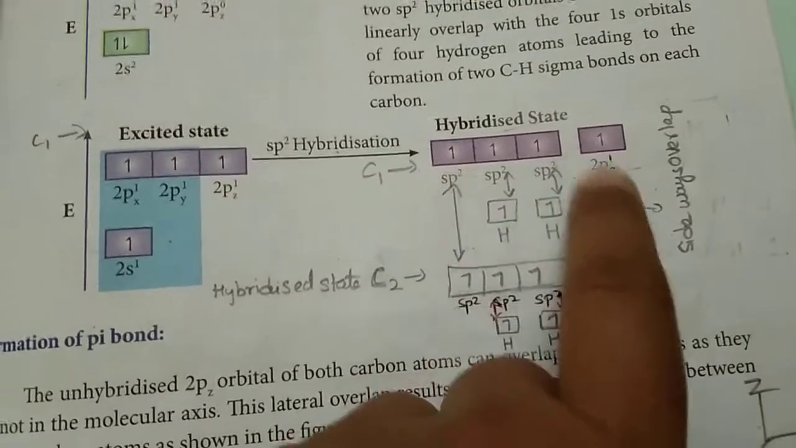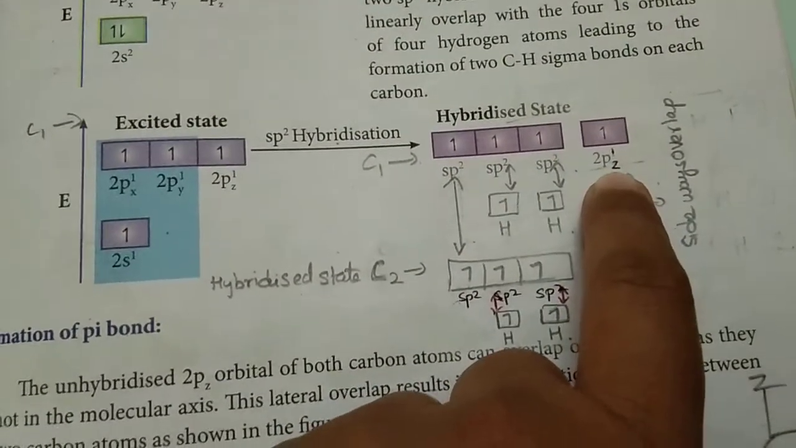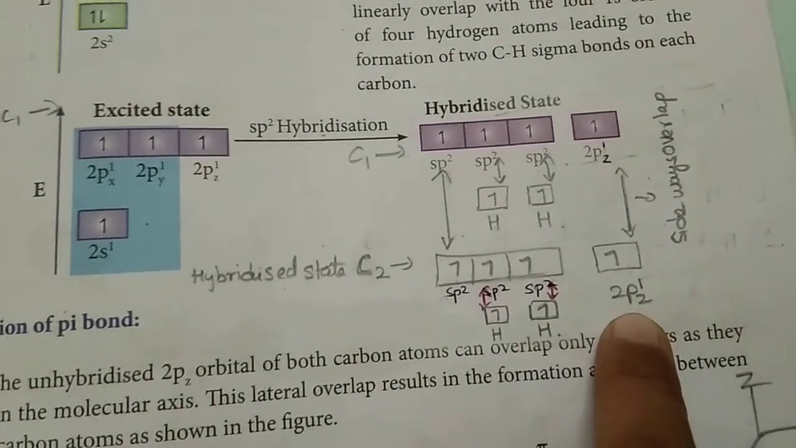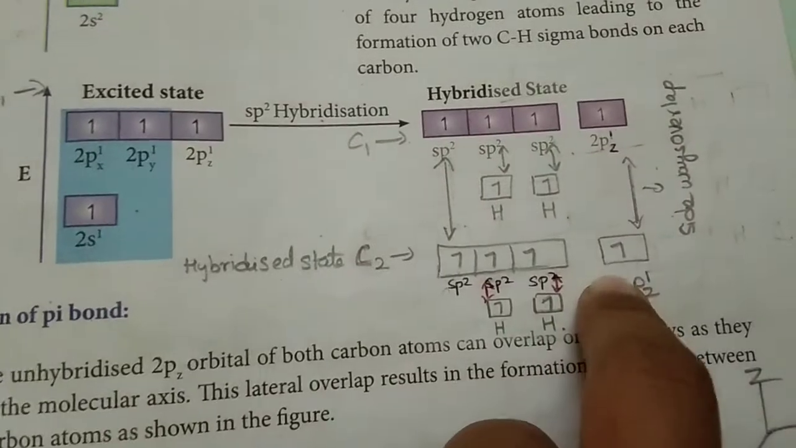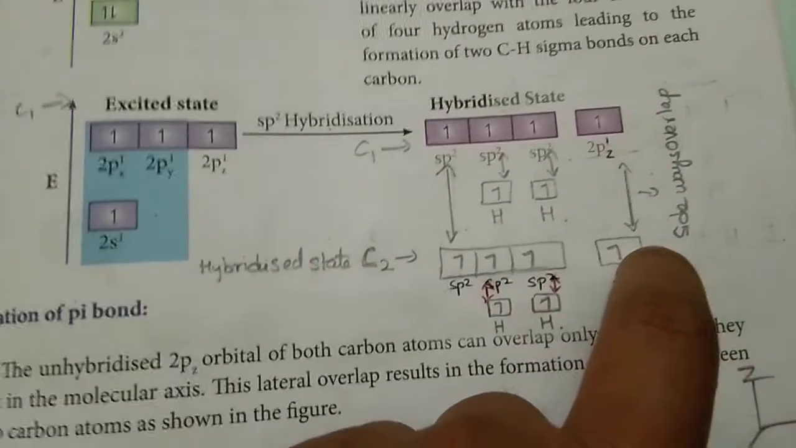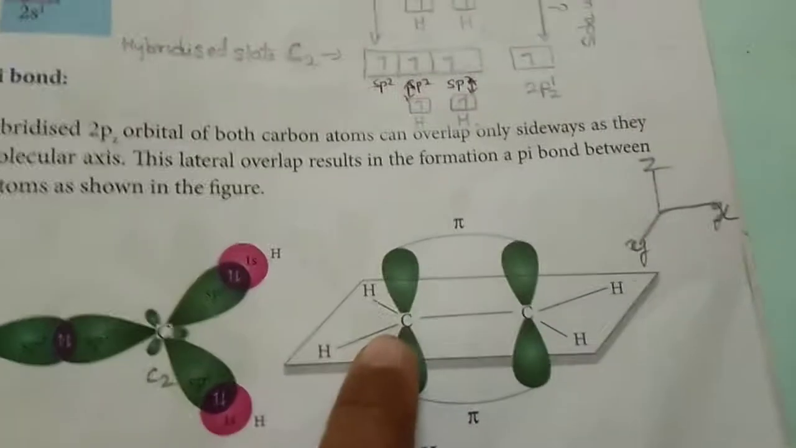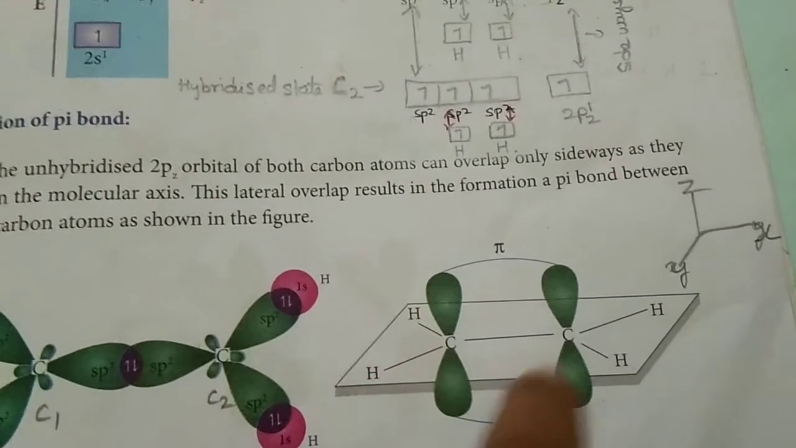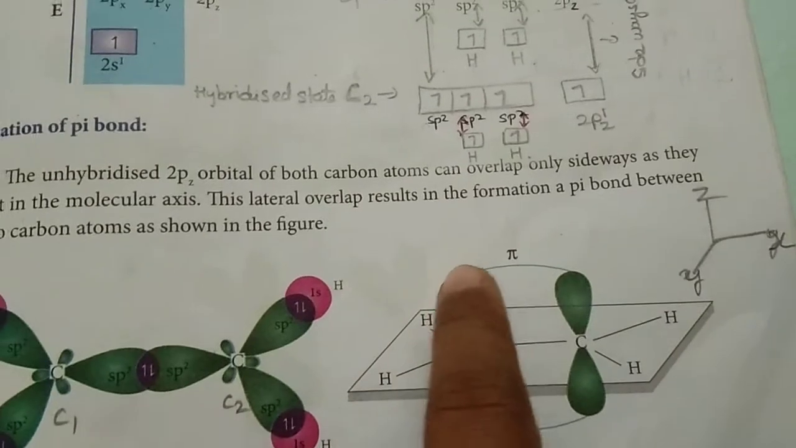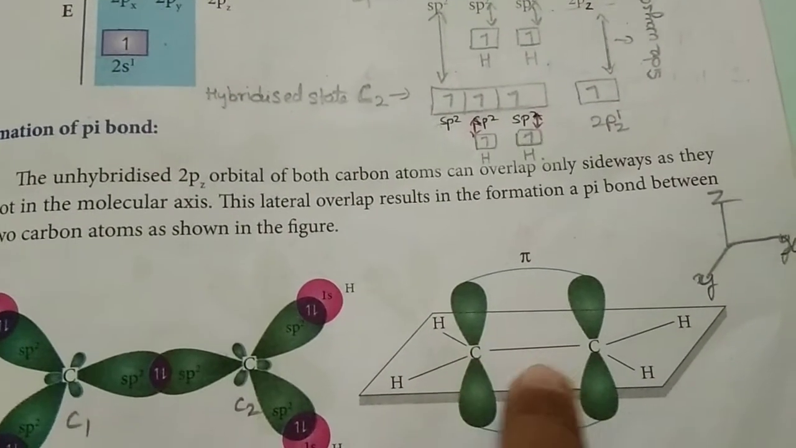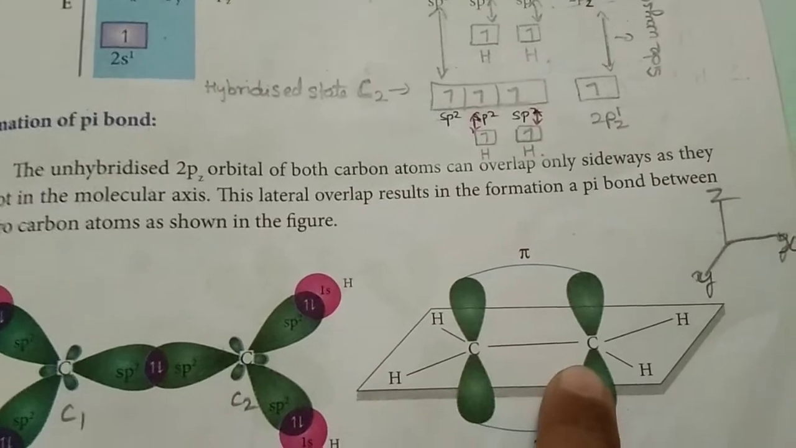So here you have carbon 1 with a 2pz unhybridized orbital, and carbon 2 with a 2pz1 unhybridized orbital. These two orbitals do a sideways overlap forming a pi bond, like this. This is the 2pz orbital. These are making a sideways overlap to form another bond. That bond is called a pi bond.